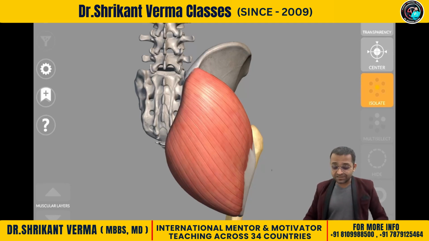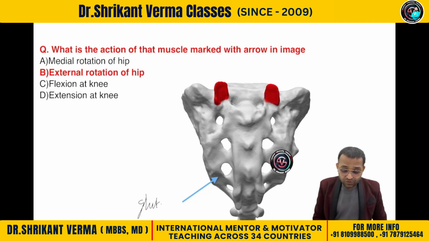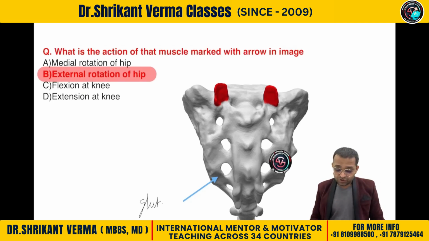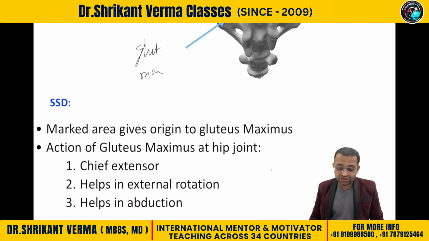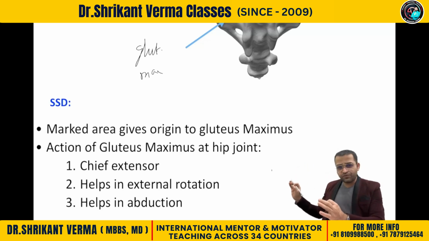Definitely the best answer is extension at the hip. But if it is not given, then you can go with the external rotation of the hip. So the answer in this question is the external rotator. The other points I have given you in a quick view.